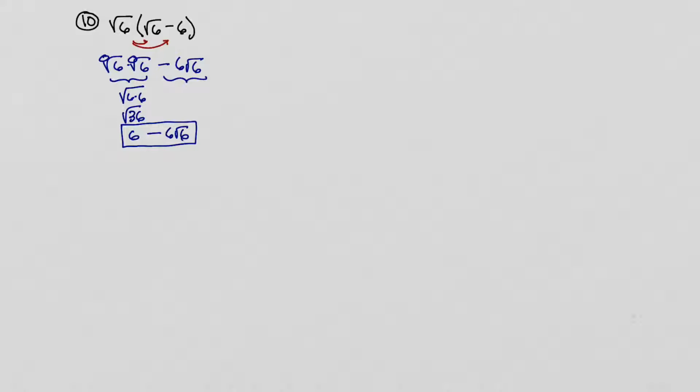And up here, just more quickly, when you multiply a square root by itself, then you end up with just the radicand. Square root of 6 times square root of 6 is just 6. Square root of 10 times square root of 10 is just 10.